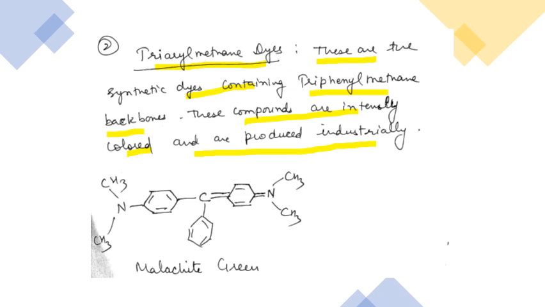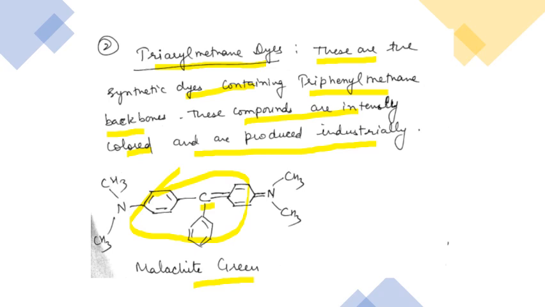For example, the famous dye in this category is malachite green. You can see here the main chromophore present. One carbon atom is attached to three aromatic rings, and these three aromatic rings are only phenyl groups. So the one carbon atom attached to the three aromatic rings is the main chromophore present here, responsible for the color green.